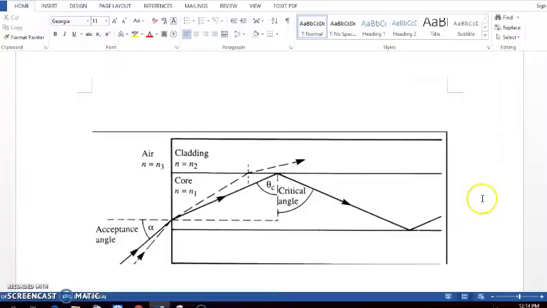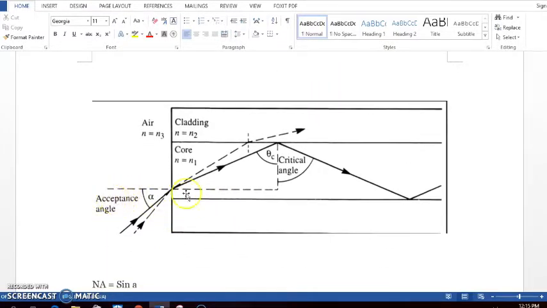Thank you. Let's discuss the acceptance angle in light propagation. Actually, what is the acceptance angle? The acceptance angle is shown here. It is the maximum incidence angle which allows the light to propagate in the fiber. Any incidence angle greater than the acceptance angle is not allowed to propagate in the fiber.